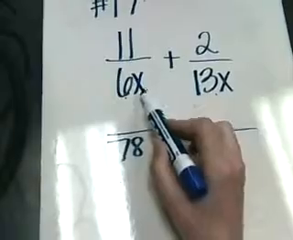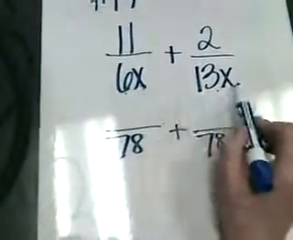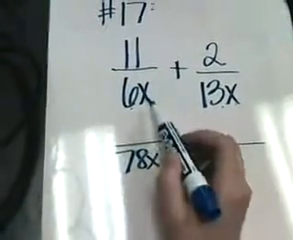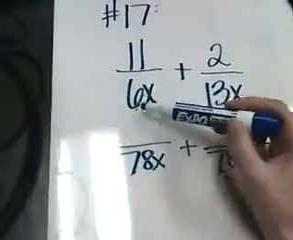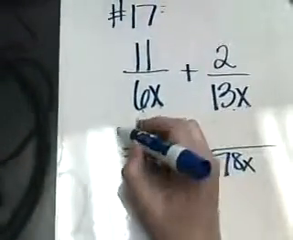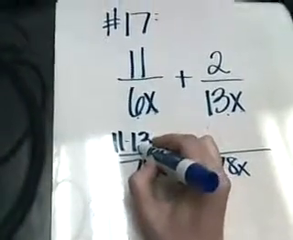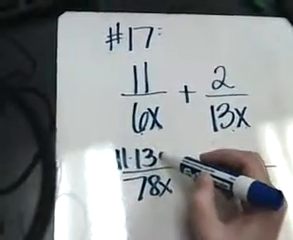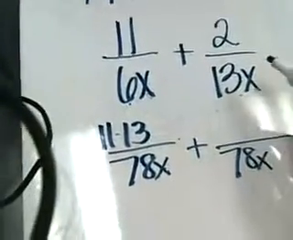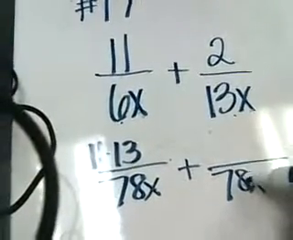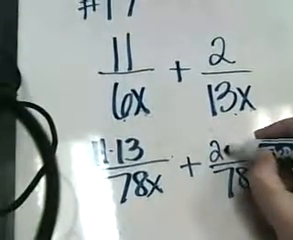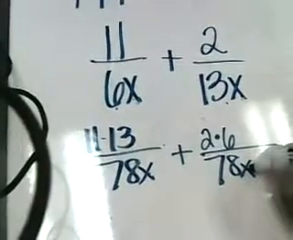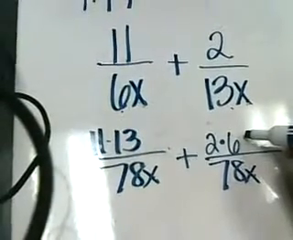And then remember, I'm taking the most x's. Well, each of these just have x to the first, so I need an x to the first. Then I'm asking myself how my denominators changed. How did I go from 6 to 78? I multiplied by 13. How did I go from x to x? No change there, so I'm not going to do anything on the top. How did you go from 13 to 78? You multiplied by 6. And then from x to x, there is no change. So I'm not going to do anything in the top for that.